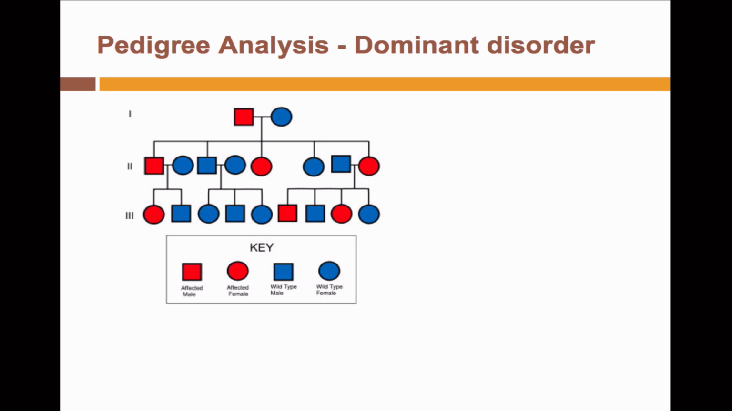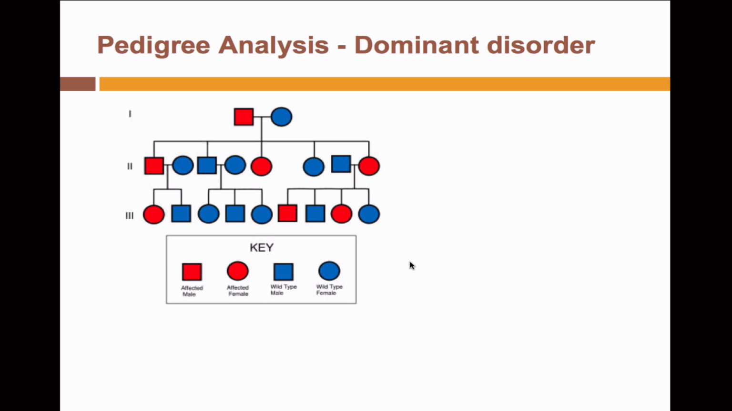So let's start off by talking about the key here. In this particular pedigree, an affected male is a red filled in square. An affected female would be a red filled in circle. And on pedigrees, you'll always see females as circles and males as squares. Then this blue says wild type, and that just means that they're not affected by the disorder. And wild type female means they're not affected by the disorder.